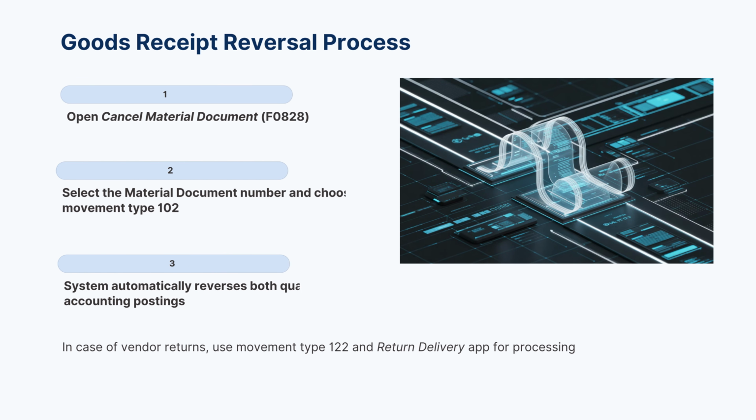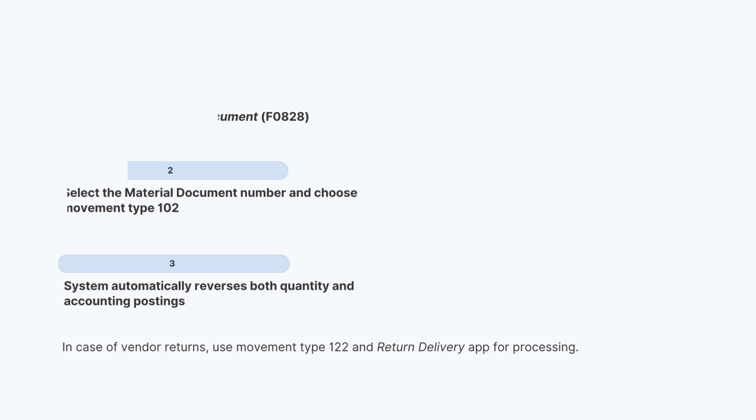Goods receipt reversal process. Reversal of an incorrect GR is simple. Open the Cancel Material Document app, select the document, and post using movement type 102. The system reverses both quantity and accounting entries. For vendor returns, use movement type 122 and the Return Delivery app. Reversals maintain audit integrity while correcting stock and value.